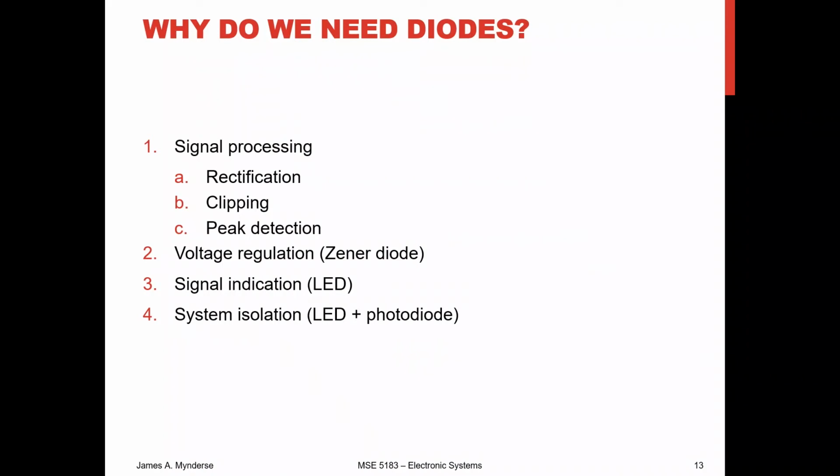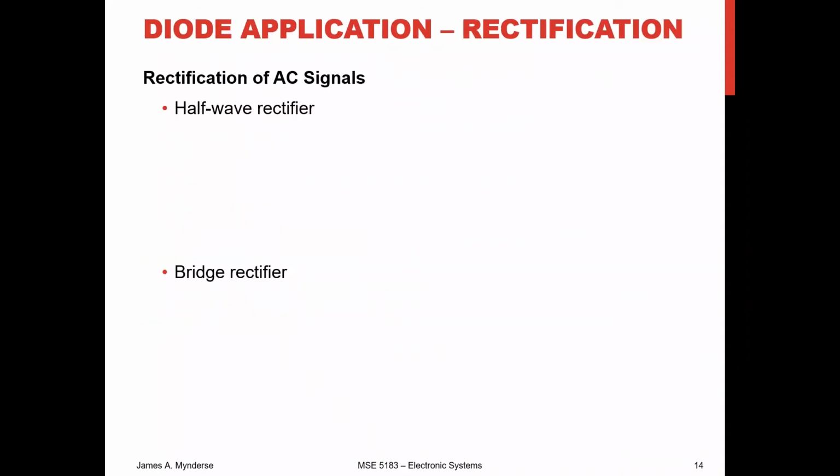So when do we use diodes? Well, I'm going to show you a couple examples. So there are signal processing applications. There's voltage regulation. Indication is one that you've seen a lot in terms of LEDs, showing people whether something is happening or not. And then isolation is another interesting one that uses LEDs. So we'll start with signal processing.